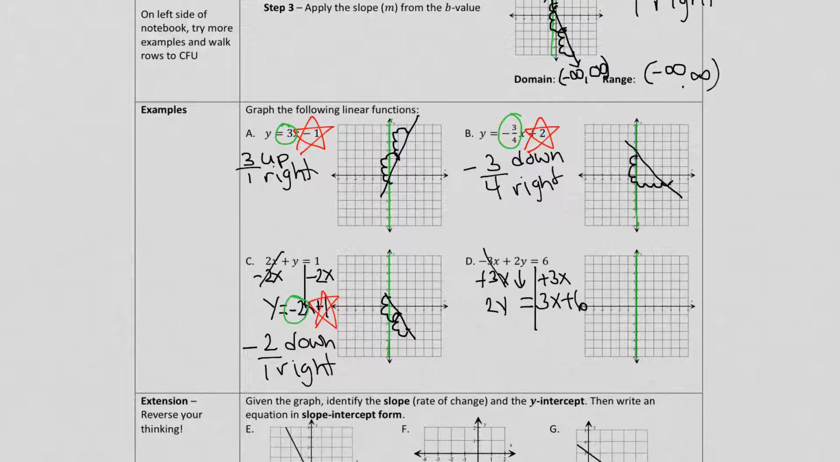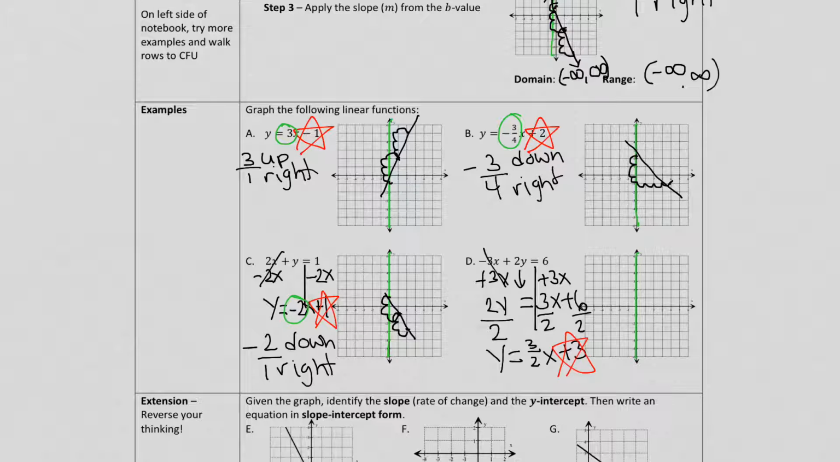We're not done because that 2 is still there and it's bothering the y, so I need to get rid of it. This is saying 2 times y. So the opposite of multiplying would be dividing. So I'm going to divide by 2. Now y is by itself. And you get 3 over 2x. 6 divided by 2 is 3. Okay, so now that we have it in y-intercept form, I'm going to find my b value, which is 3.